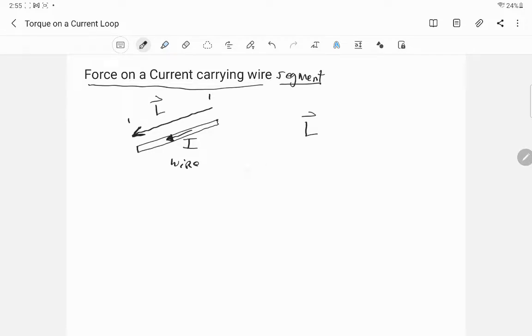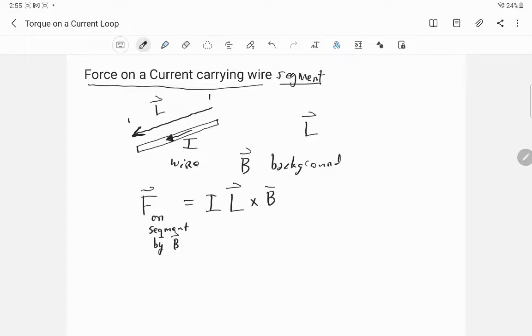And if there's some background magnetic field, then there's going to be a force on this segment by that magnetic field, and it is a vector. It's equal to I L, so I times L has to do with the current and the wire segment, and then you take the vector cross product with the magnetic field that's in the background.